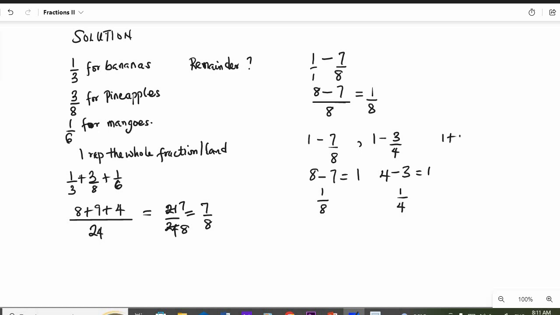If we had 1 plus 5 over 6, we simply say 6 plus 5. It gives us 11. And then we simply say the answer is 11 over 6. So that's just a quick way to solve this kind of fractions. So now we have our final answer here to be 1 over 8. So let's look at the next question.